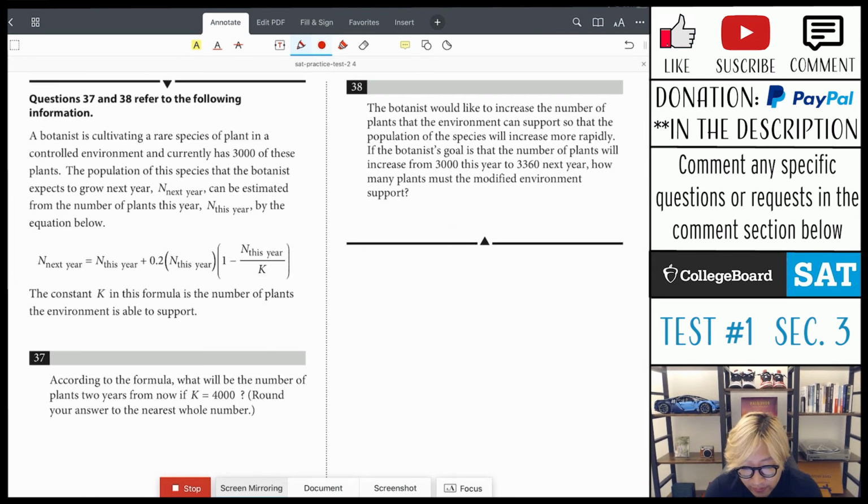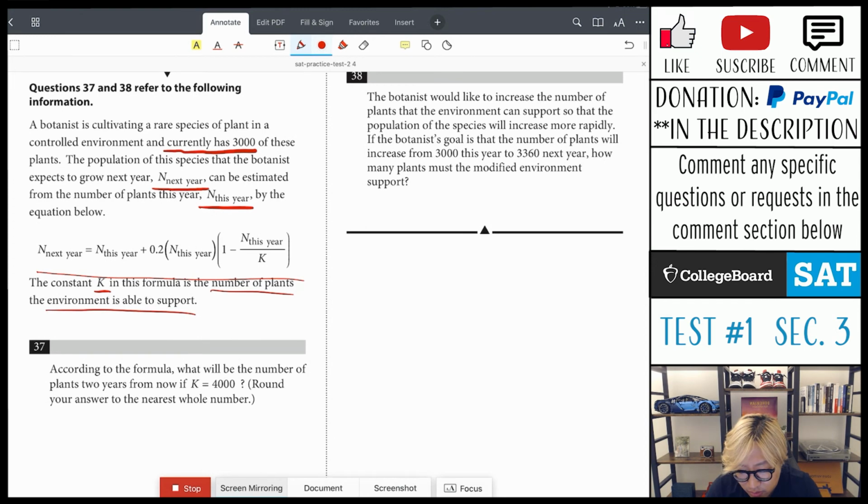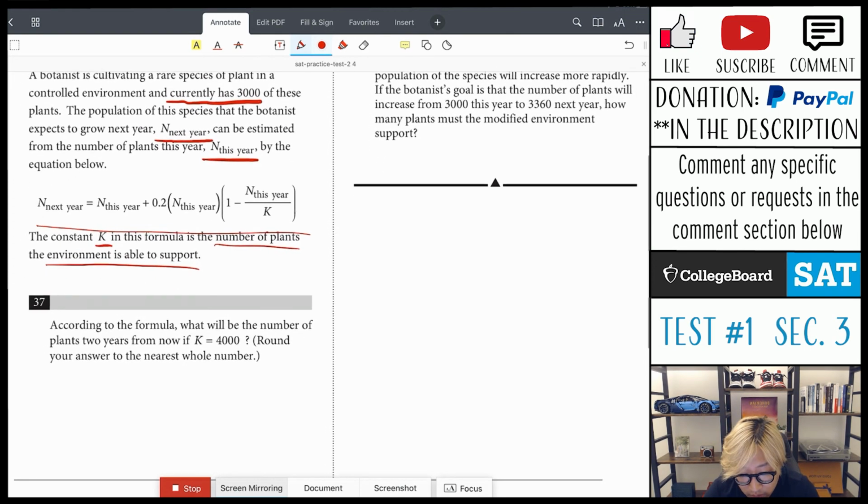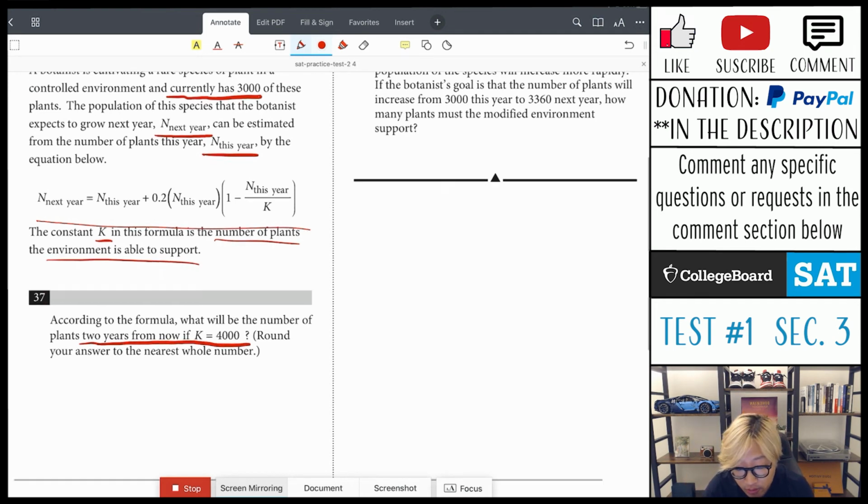Number 37. Questions 37 and 38 refer to the following information. Currently has 3,000. End next year, end this year, next year, whatever. And there's that little equation that looks nasty, but whatever. But let me just go to the question. Number 37. According to the formula, what will be the number of plants 2 years from now, if k is 4,000? 2 years from now. Keep that in mind.